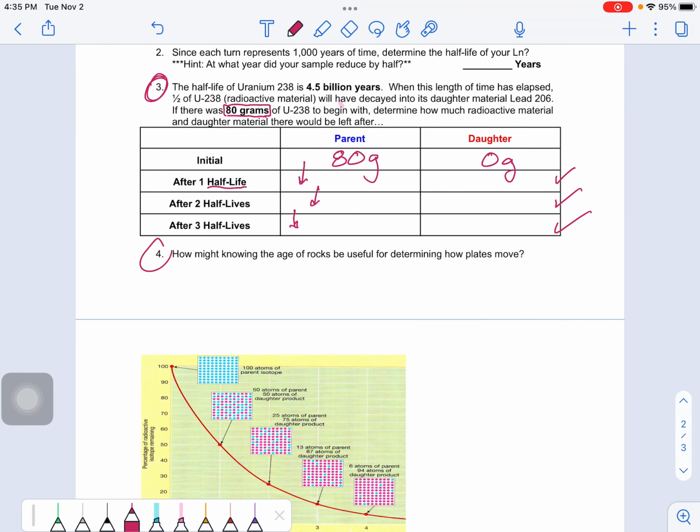Okay, one final big picture question. How might the age of rocks be helpful evidence in figuring out how our plates move? So adding that new age evidence to our rocks and our fossils, what new clues might we get having this age data?